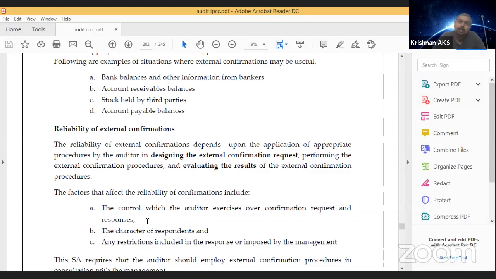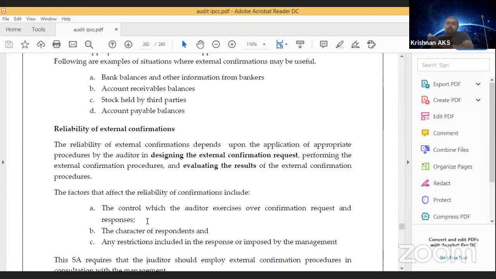Sir, there are 2 options. One is that the person will reply. The other is that the person will not reply. In case the person replies, what to do? Then you should see whether it is tallying or not. If it is not tallying, what to do? You should ask the company to adjust the balance, put provisions, etc. If it is tallying, no problem. If it's not tallying and they are not putting adjustments, then what should you do? You should give a qualified audit report.